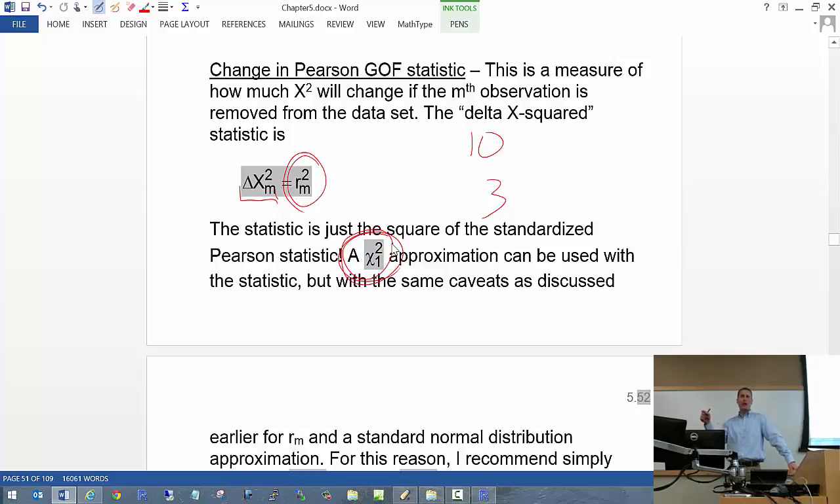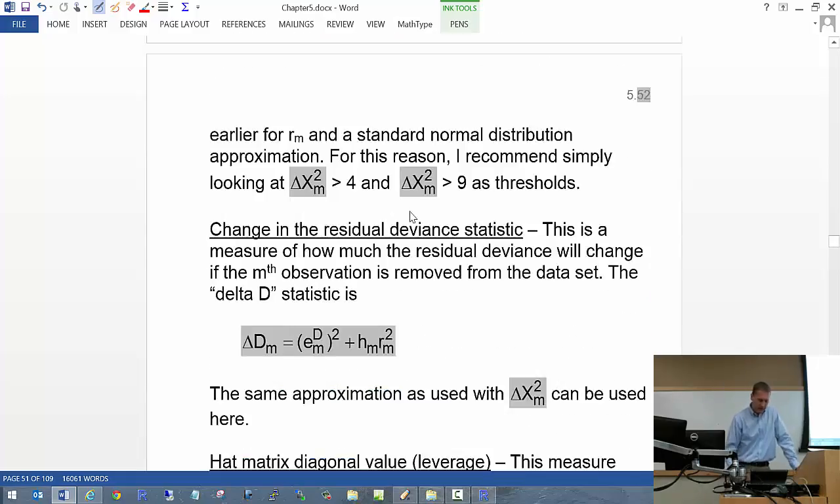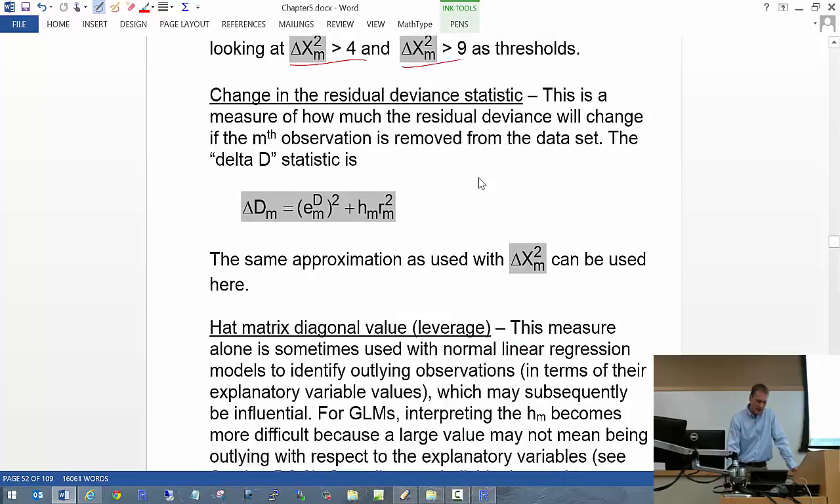You can use a chi-square-1 approximation, hopefully. Remember, a standard normal random variable squared is a chi-square-1. That's where this comes from. Anything greater than, let's say, 3.84, which is the 0.95 quantile from a chi-square-1, may indicate you have an influential observation. But again, you have to be careful about trusting this distribution approximation. Oftentimes, it's not good. So what I typically do is look at thresholds of 4 and 9. If I have something above 4 and 9, I start getting a little worried, but I will look at the observation more closely to see whether I can trust that approximation or not.